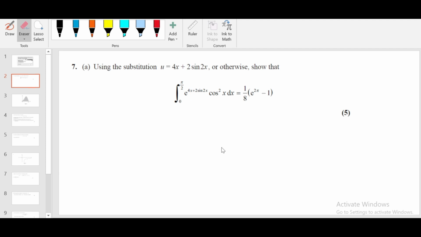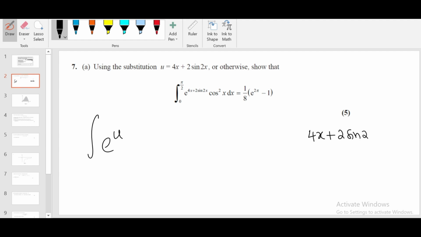So we have to carefully convert everything in terms of u. We need to convert the limits also. We can straight away write e power u. And how about cos square? We have u equal to 4x plus 2 sine 2x. We need to find cos square here. So what we can do, probably, is differentiate this. Let's try to find dx.